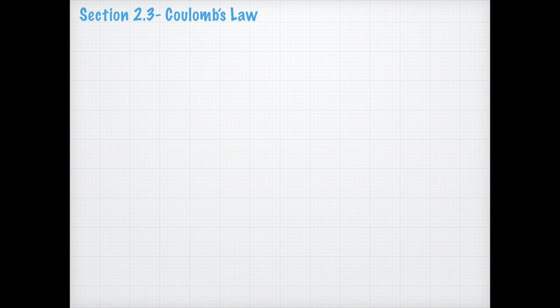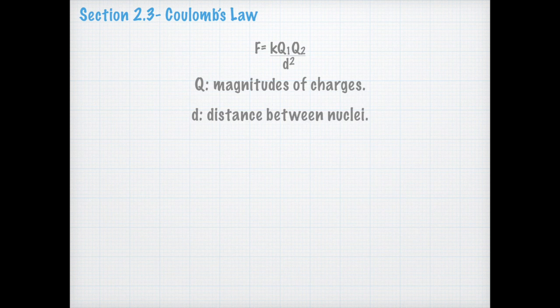Now, here's the formula for Coulomb's law, and notice Coulomb's law is talking about the force, and it's the force of attraction. And so what it tells you is that the force equals K, which is a constant, times Q1, Q2. Now, Q is the magnitude of the charges that you're dealing with. So for example, if you have a +2 charge, the magnitude of the charge would be a 2. If it's +3, it would be 3. If it was -2, it would be 2 as well. And then D, which represents the distance between the nuclei.